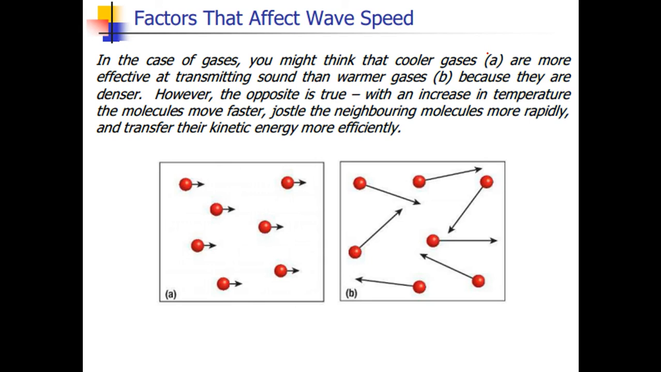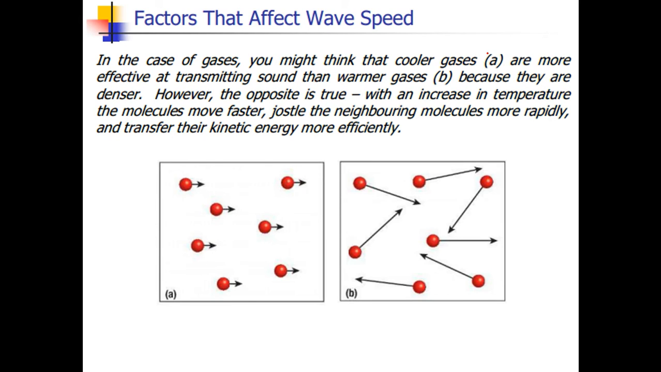So in the case of gases where the atoms are much more spaced out, you might think that cooler gases are more effective at transmitting sound than warmer gases because they're closer together, they're denser. However, we actually found that the opposite is true. We found that with an increase in temperature, the molecules actually move faster, and therefore they bump into and vibrate with neighboring molecules much more rapidly, and therefore they transfer that kinetic energy much more efficiently.